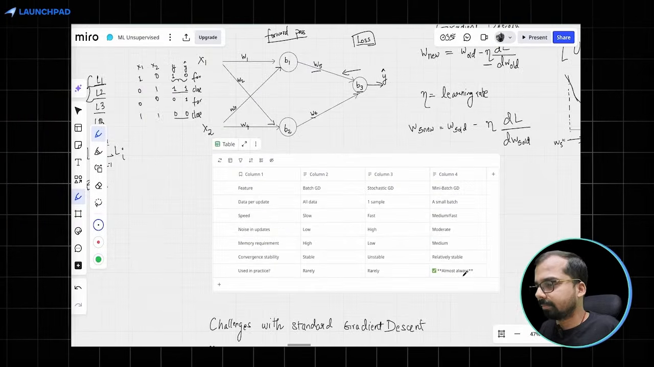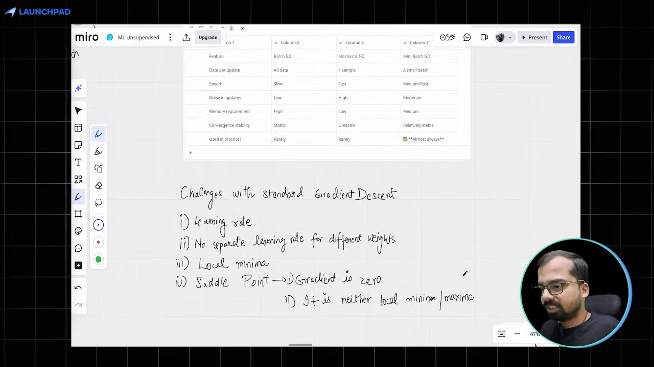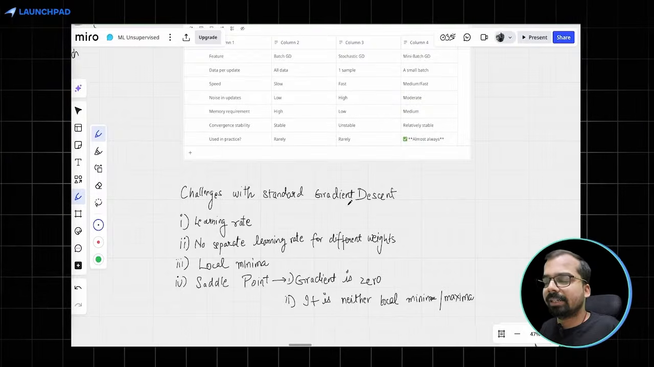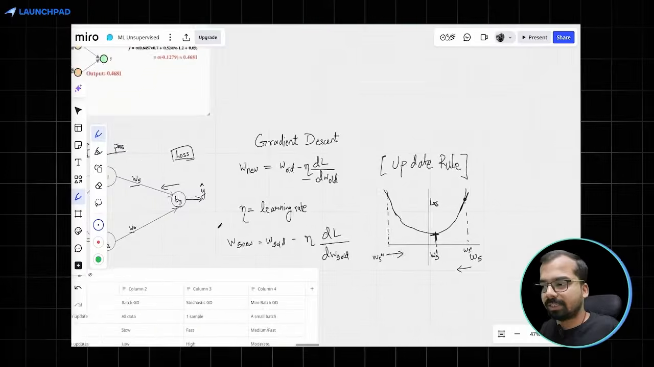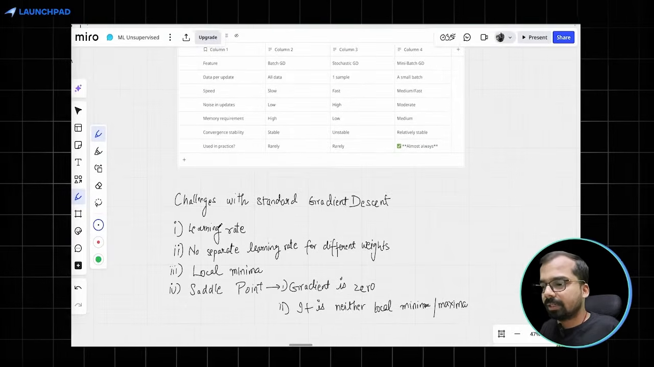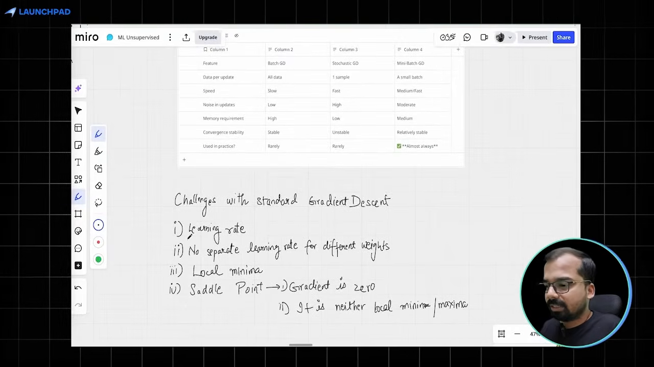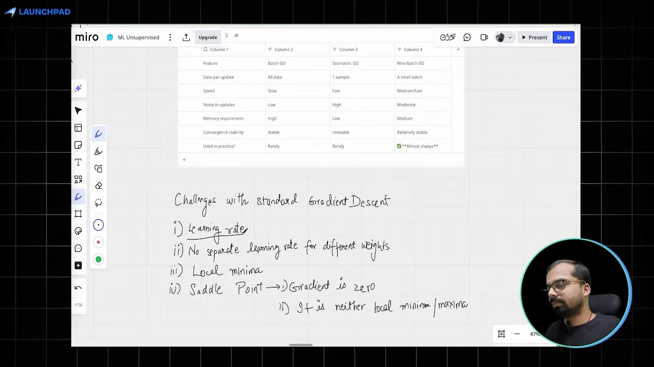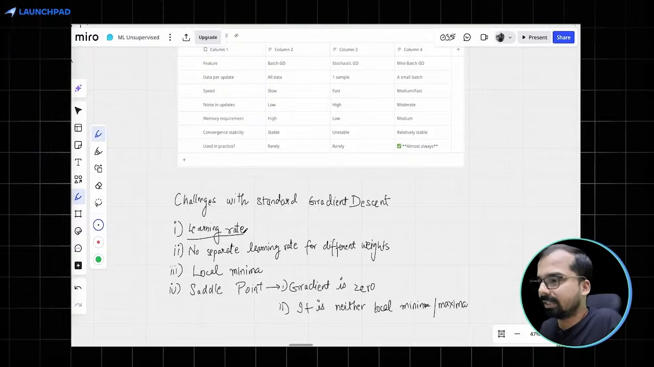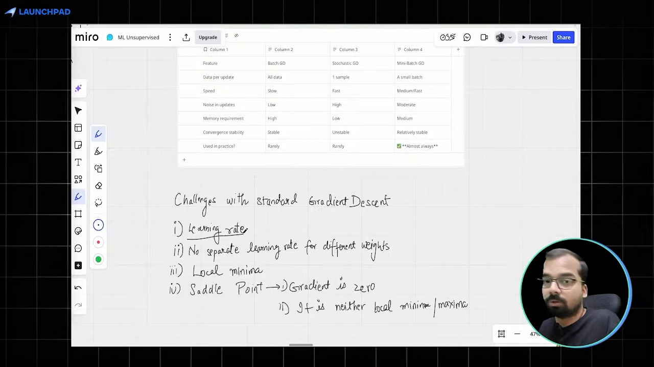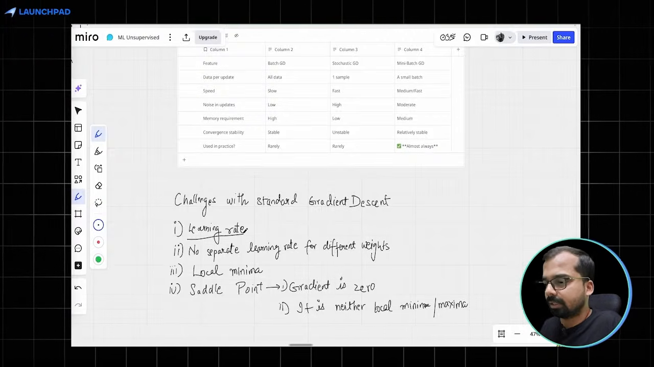All right. Now let's come to the challenges with our standard gradient descent. By standard gradient descent, I mean this equation. What are the challenges? See, first challenge that I mentioned is learning rate, right? We have to define the learning rate in gradient descent, and if the learning rate is either too low or too high, we have a problem.